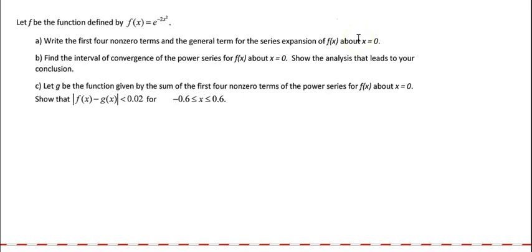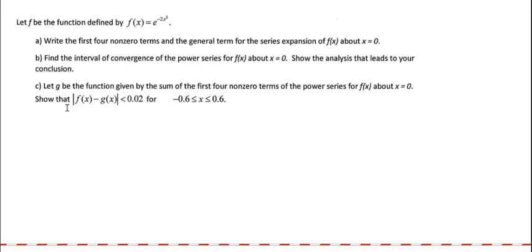Based on what you probably just watched, you should say, oh, about x equals 0. That means it's a Maclaurin series. It's just a Taylor series that's centered about x equals 0. And then the next thing, you find the interval of convergence. How are we going to do that? We're going to use ratio test. And then part C, we'll talk about that when we get there.